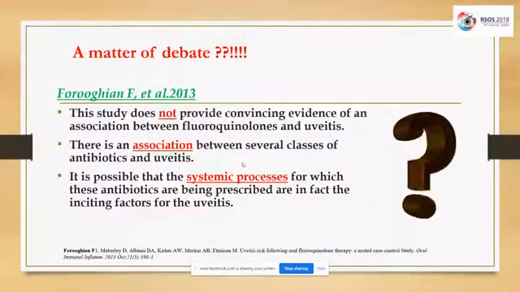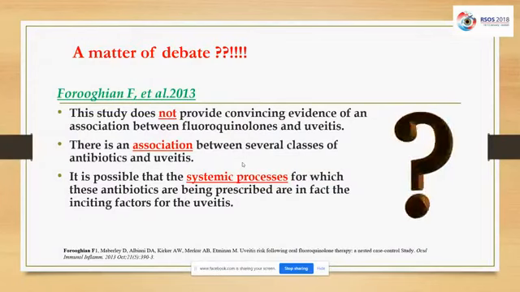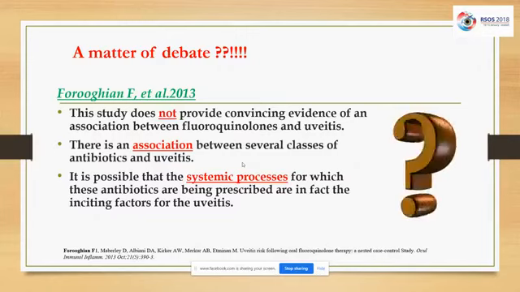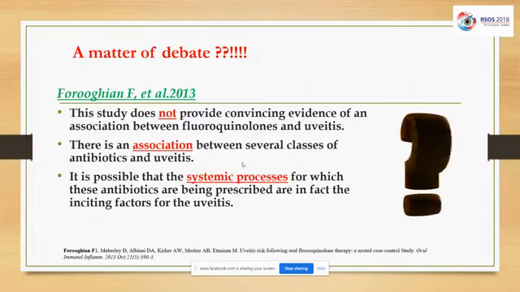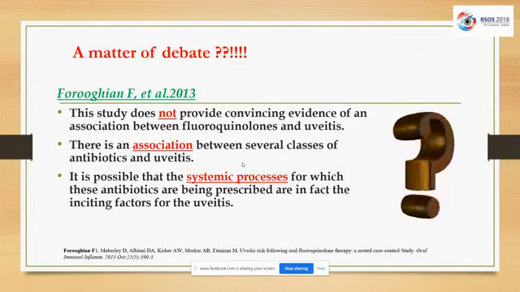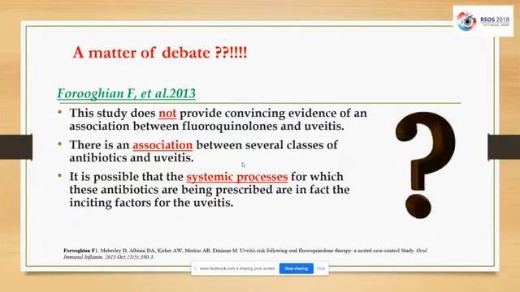So still, despite the history, this patient can be a drug-induced uveitis, but it's a matter of debate. The study in 2013 by Fraunfelder doesn't provide convincing evidence of an association between fluoroquinolones and uveitis. They mentioned that there is an association between several classes of antibiotics and uveitis, not specific to fluoroquinolones. It is possible that the systemic processes for which these antibiotics are being prescribed are in fact the inciting factors of the uveitis.